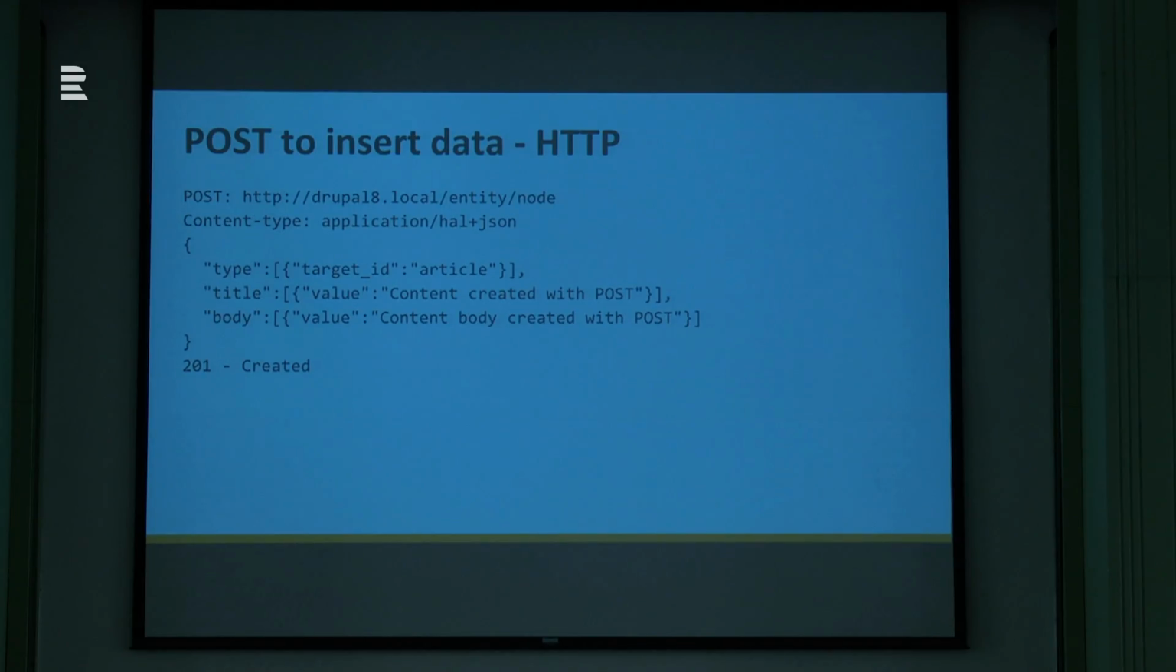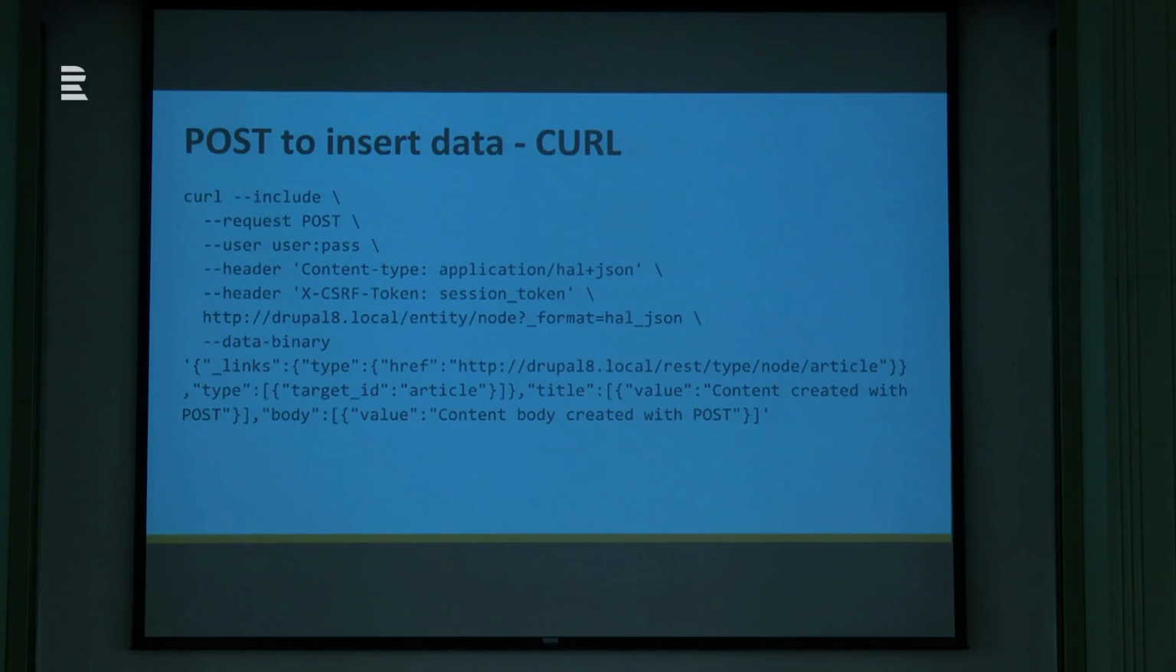For post, it's something else. So you're sending a post. This is how request looks like. It's getting back one created parameter that node is inserted inside. So you will pass the type, title, body, and it will pass in the database. And in curl, you can get something like this.